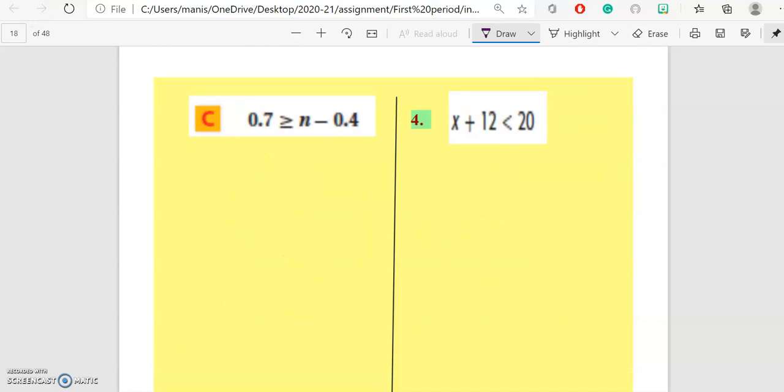Now this question says 0.7 is greater than or equal to. So whenever I see this, I usually write the name of the symbol, greater than or equal to, so it will be less confusing. Okay, so I will rewrite this: 0.7 is greater than or equal to n minus 0.4.